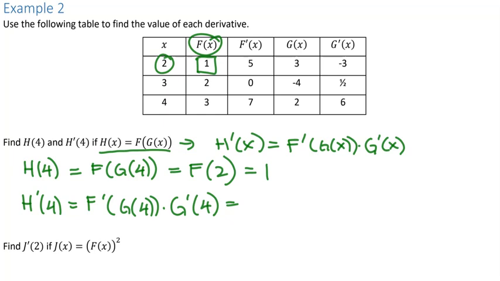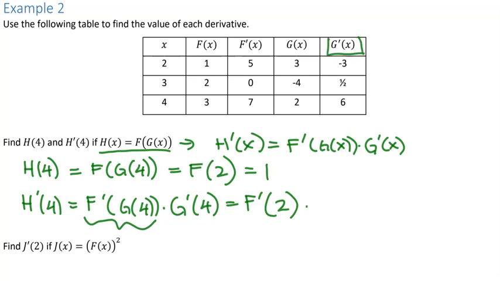So we will have to work our way here from the inside to the outside again. That is not times, that's of. So we'll need f prime of g of 4. Okay, so g of 4, oh, we did that up above. g of 4 was 2, so that's going to become f prime of 2.